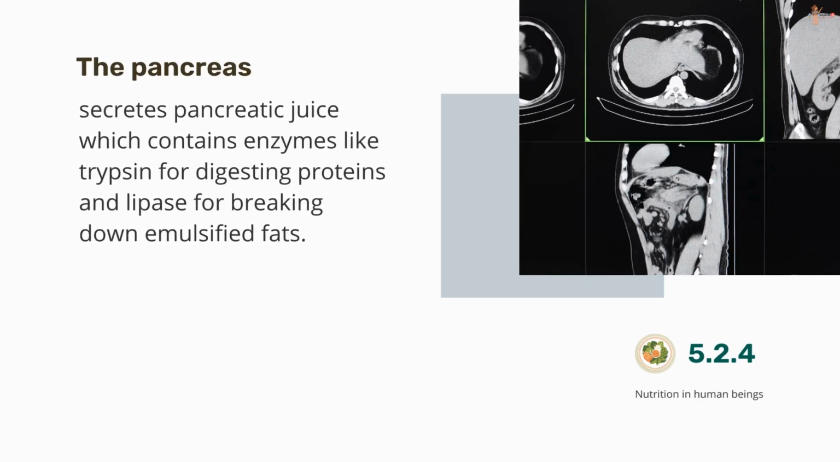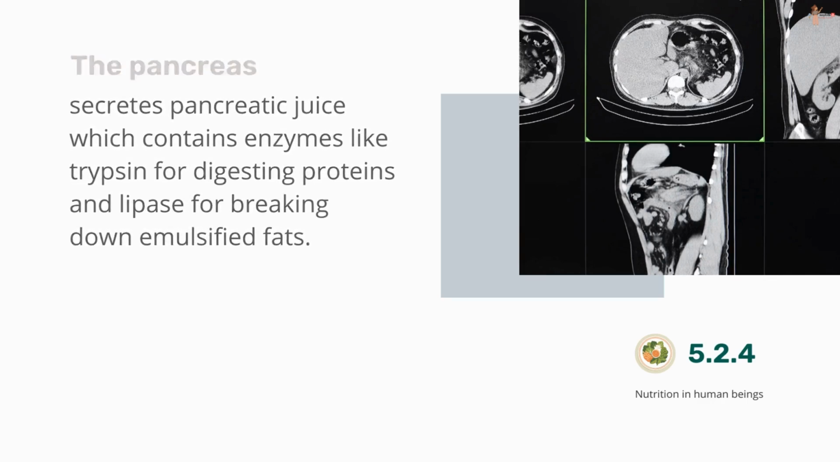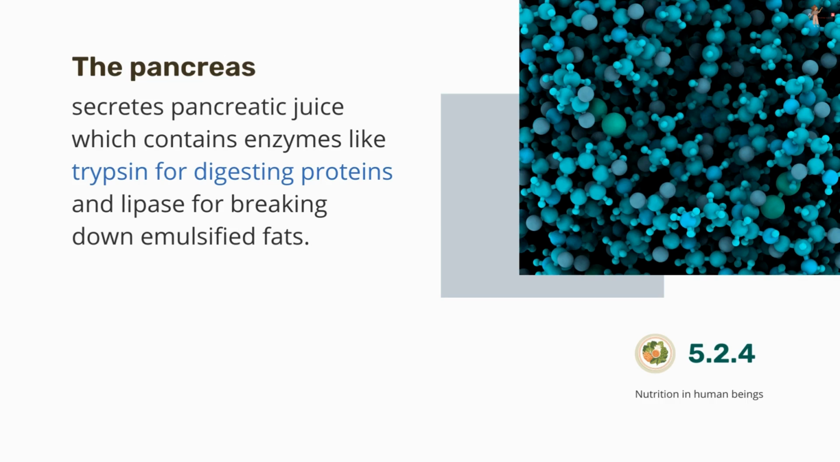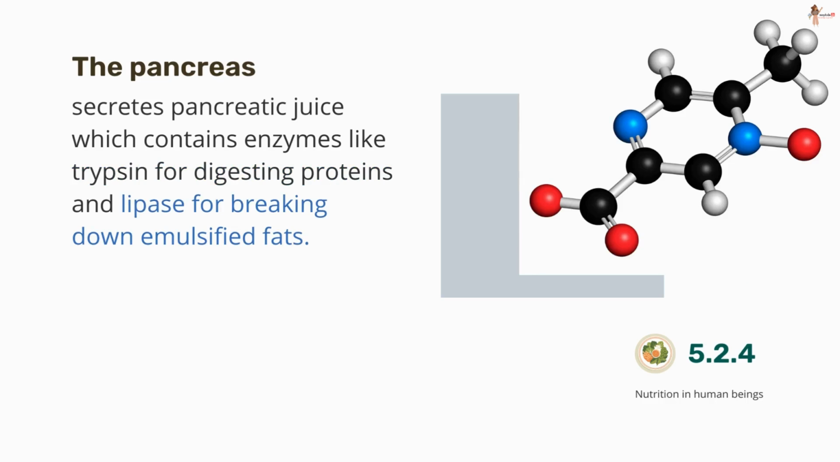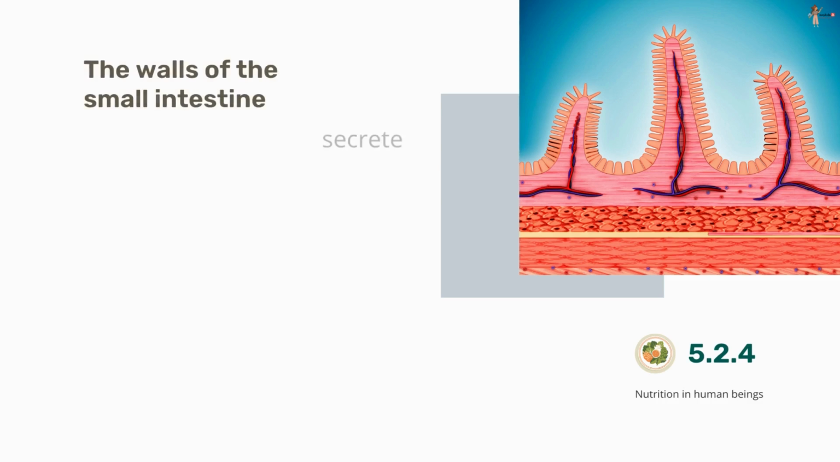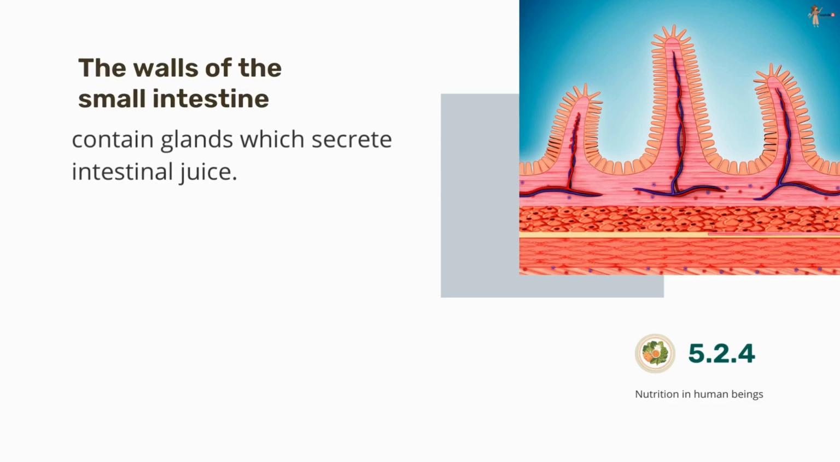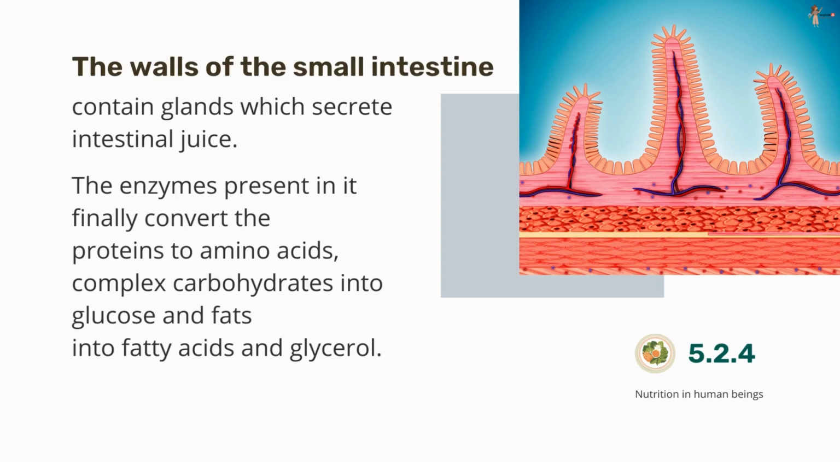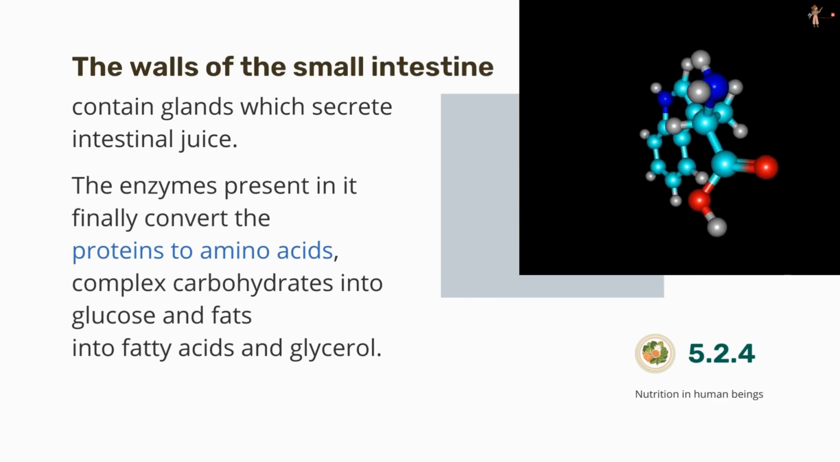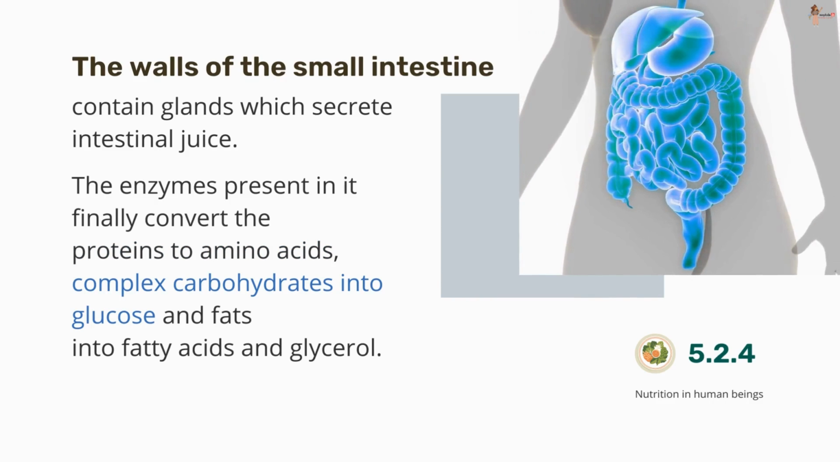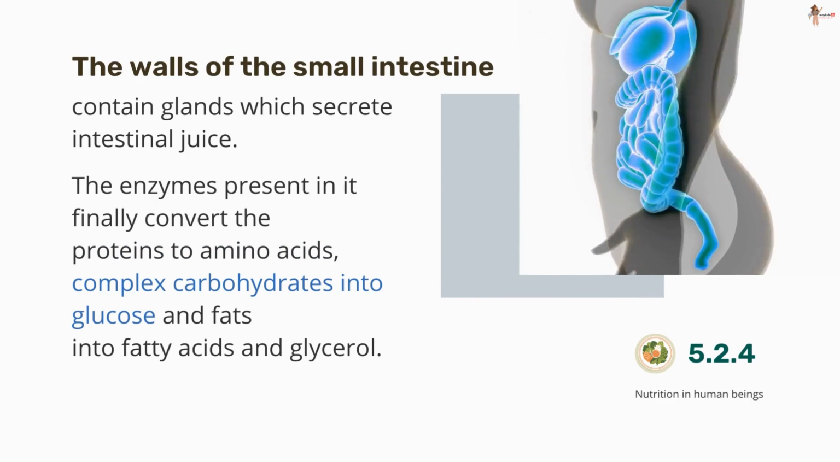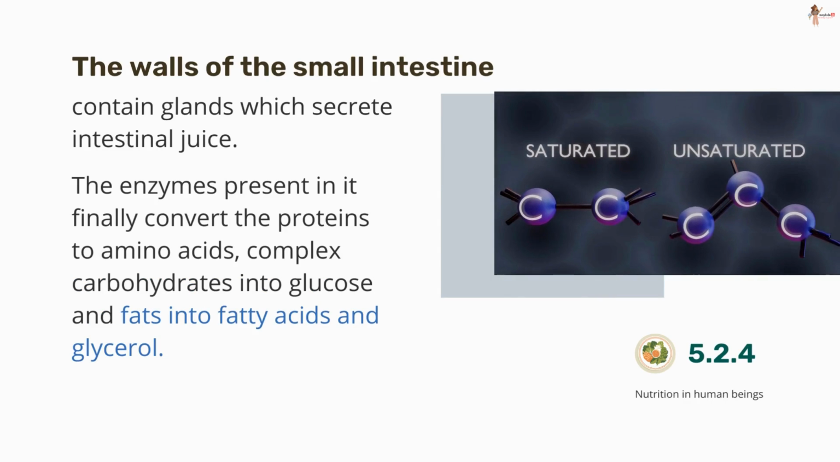The pancreas secretes pancreatic juice, which contains enzymes like trypsin for digesting proteins and lipase for breaking down emulsified fats. The walls of the small intestine contain glands which secrete intestinal juice. The enzymes present in it finally convert the proteins to amino acids, complex carbohydrates into glucose, and fats into fatty acids and glycerol.